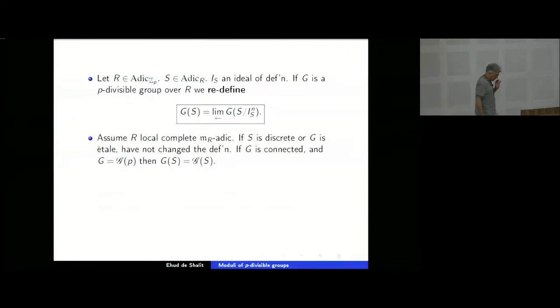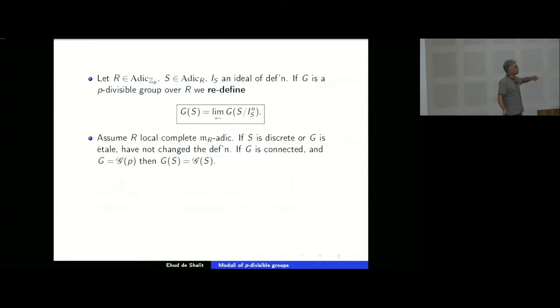But there's one annoying point, and this is that the notion of points is not always the same, so we actually redefine the notion of points for a p-divisible group. So let R now be an adic ring over Zp, and S an adic ring over R, and let's take any ideal of definition I_S of S. If G is a p-divisible group over R, we redefine G of S to be the inverse limit of G of S over I_S to the n. So in S over I_S to the n, you lost the topology. It's a discrete ring. If S was discrete to begin with, you have not changed the definition.